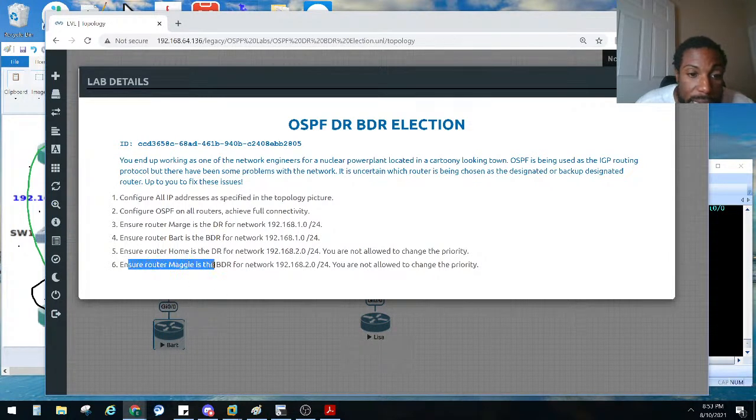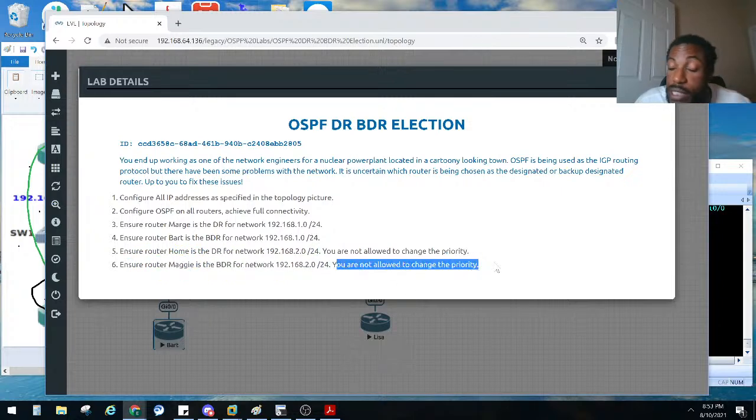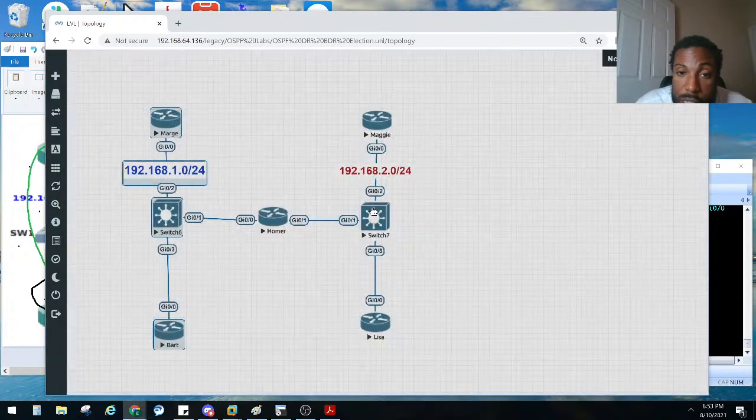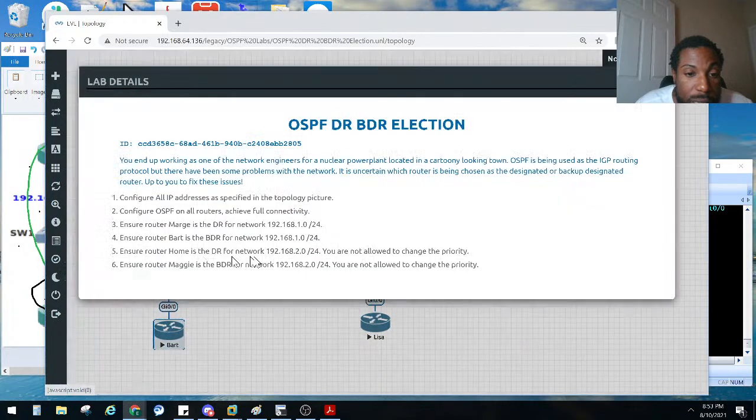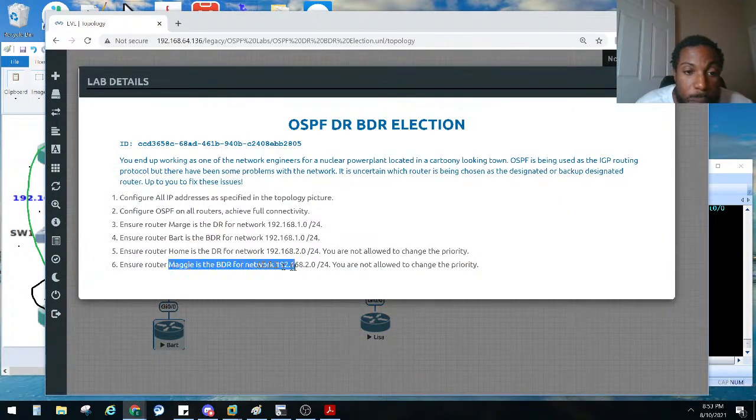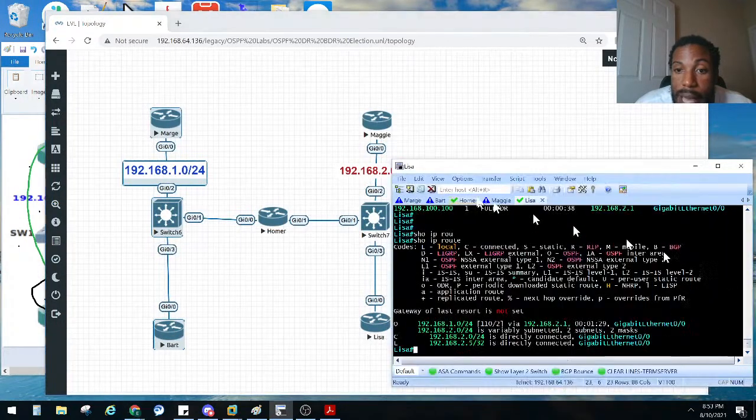Ensure router Maggie is the BDR for network 2.0. Remember, the backup designated router. You are not allowed to change the priority. So same thing, we're just going to change the router IDs, and we should be good to go. This should be easy too, right? So we go to Lisa, right? We said we wanted Maggie to be the backup designated router. Let's see what Maggie is right now.